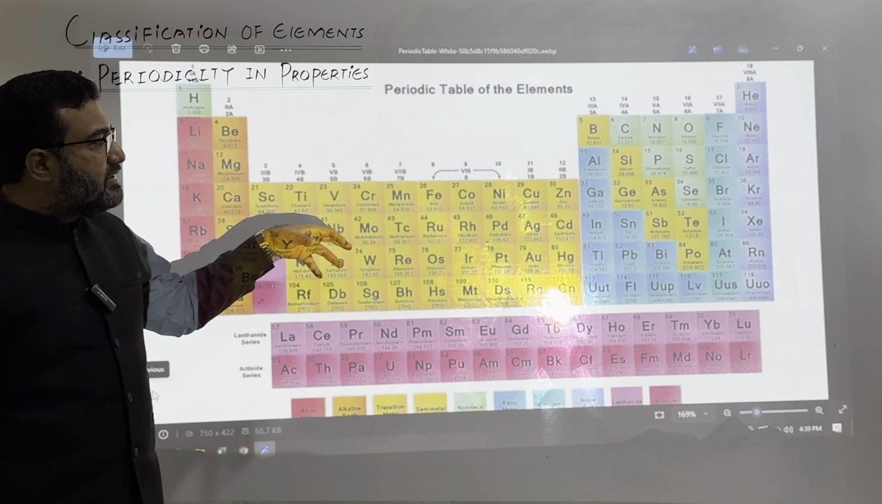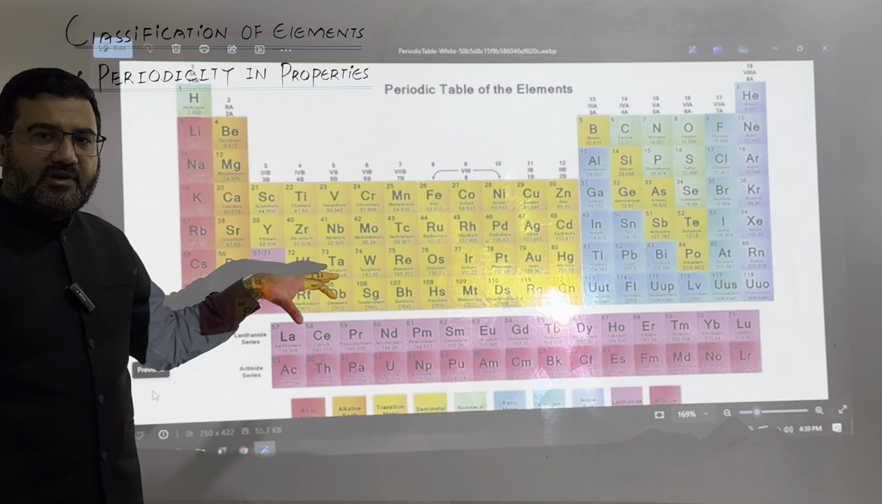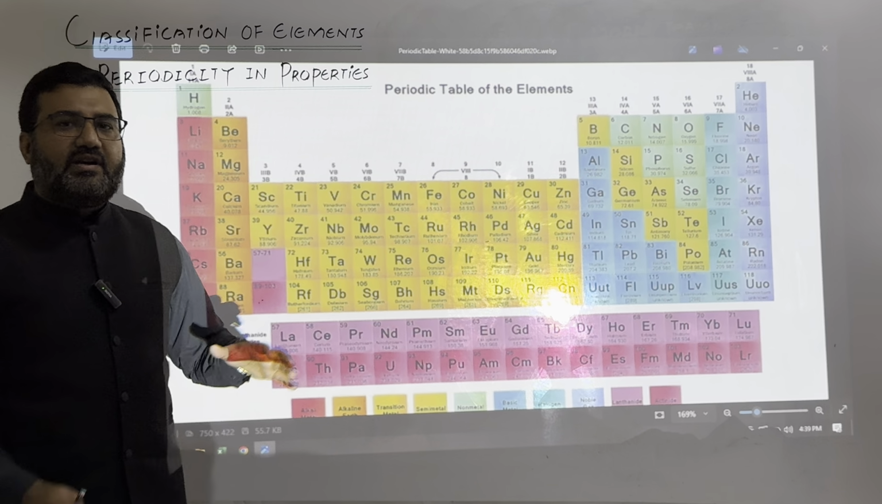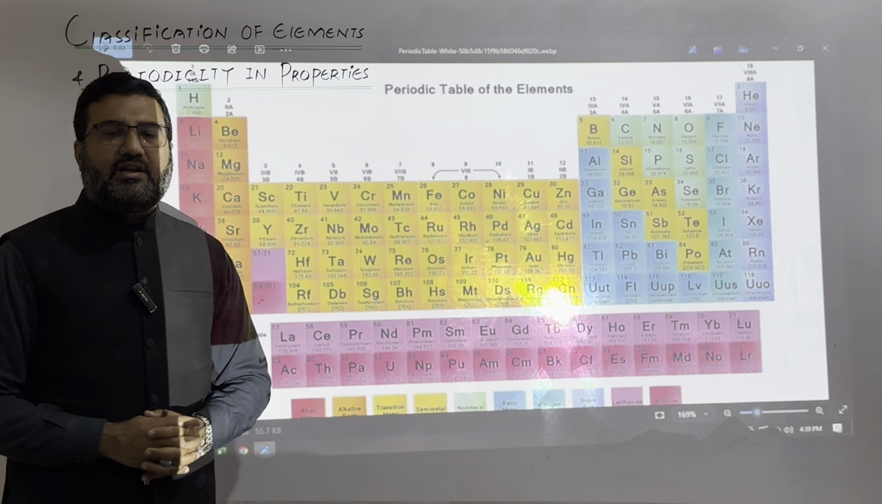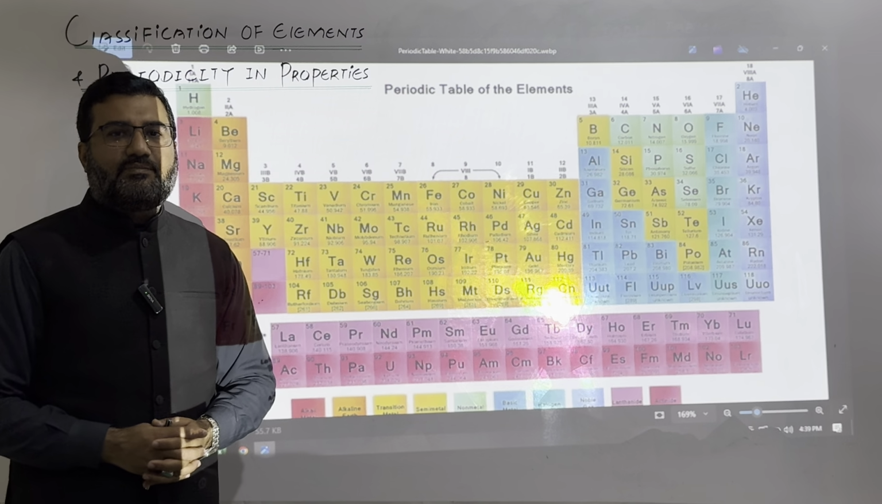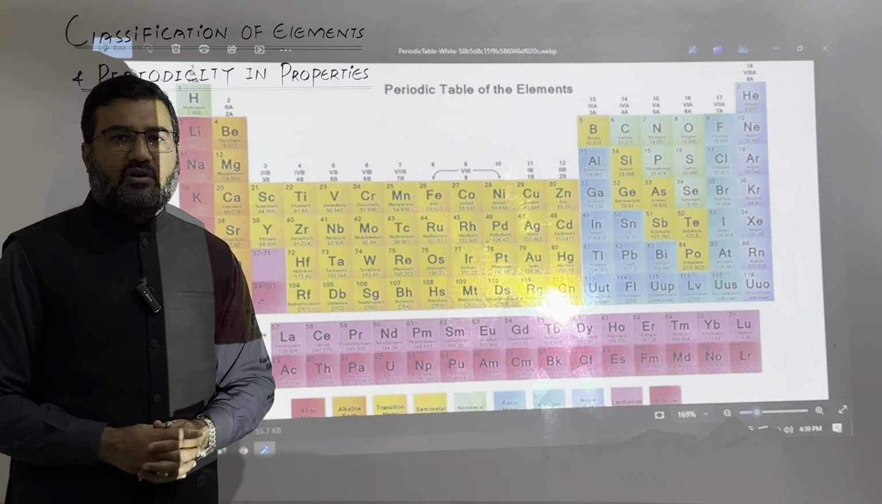Similarly, there are metals, non-metals, metalloids in the periodic table. Our next lecture will be about the detailed discussion of the blocks in the periodic table and the concept of metals, non-metals and metalloids in the periodic table.